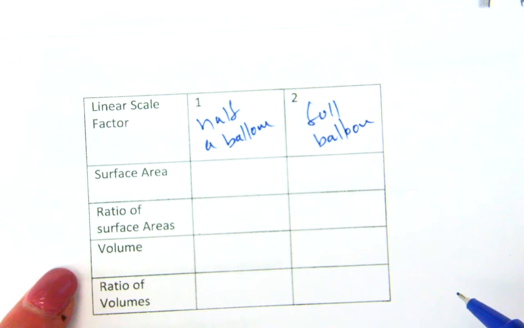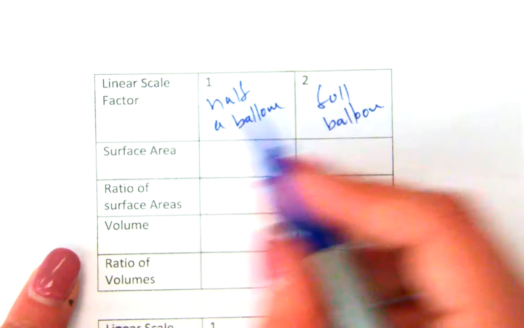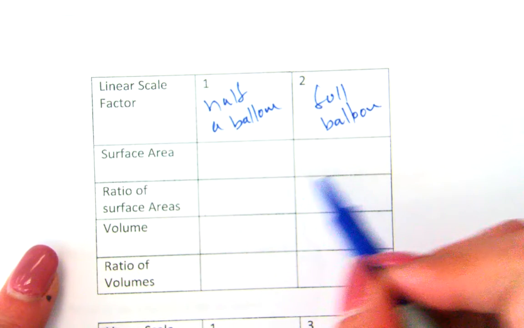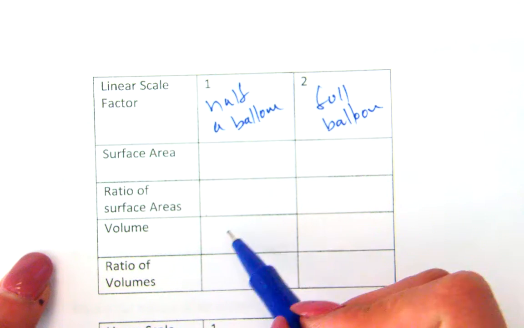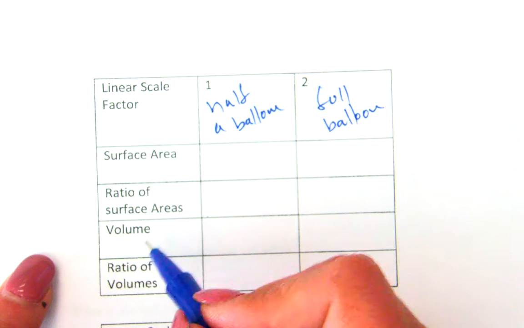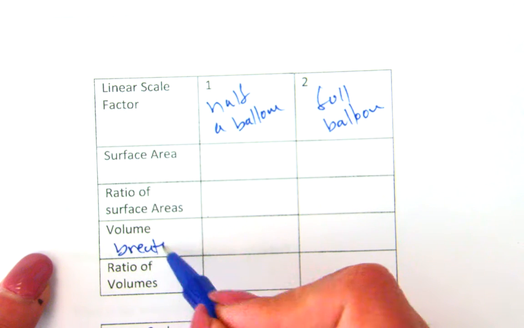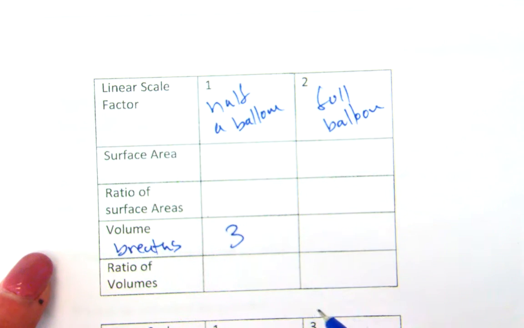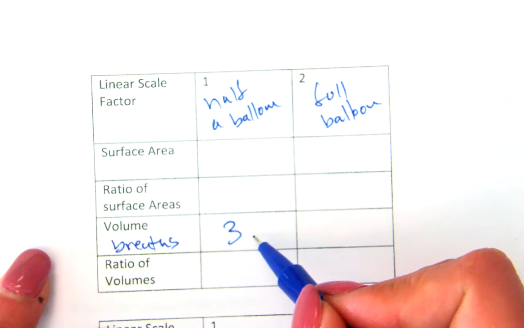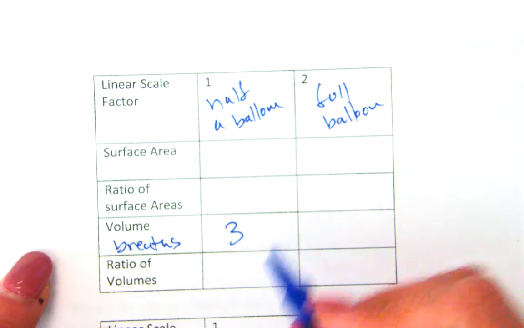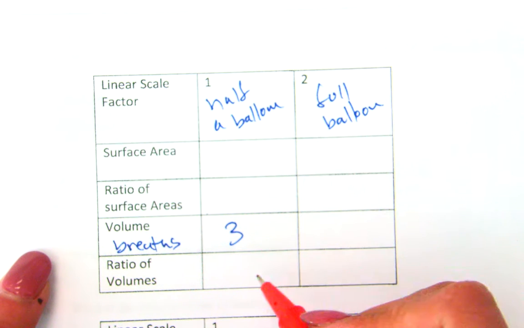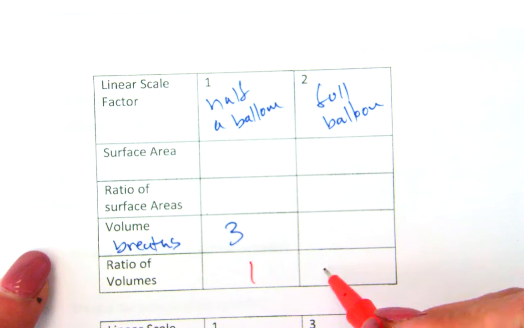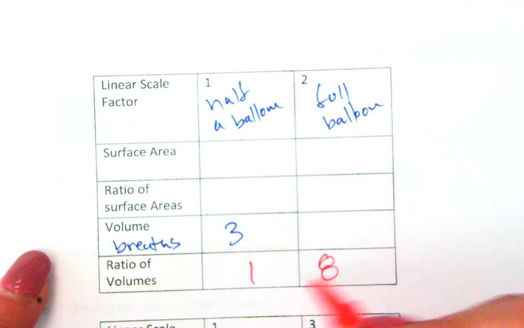So half a balloon, full balloon, the linear scale factor. The surface area, we don't really care about. But what we do know is the volume that she took for half a balloon. Volume comes from the breaths. She took 3 of them in order to inflate half a balloon. The ratio of volumes should be a 1 to 8 ratio, or better known as just 1 over 8, but in this case 1 to 8.